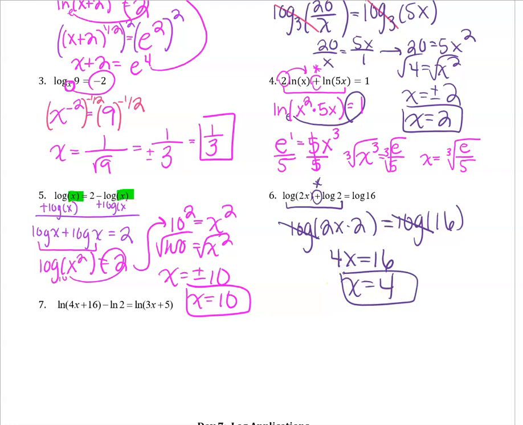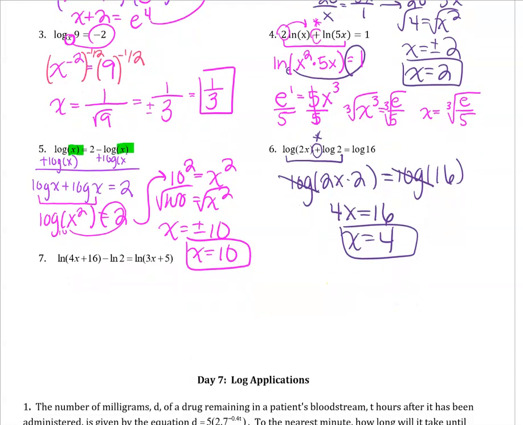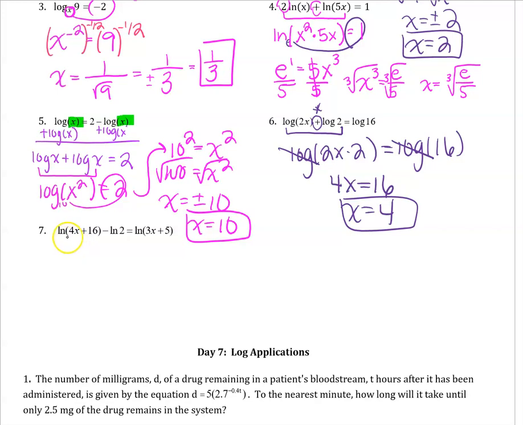That one was easy. And last one, subtraction relates to division. So this is the natural log of 4x plus 16 over 2 equals the natural log of 3x plus 5. Natural log equals natural log.